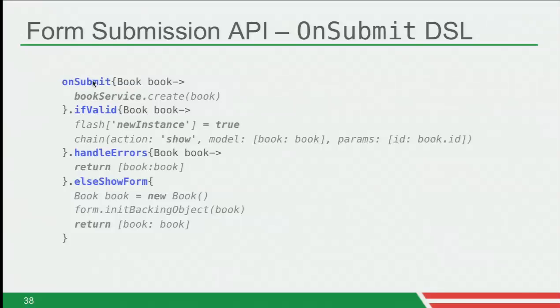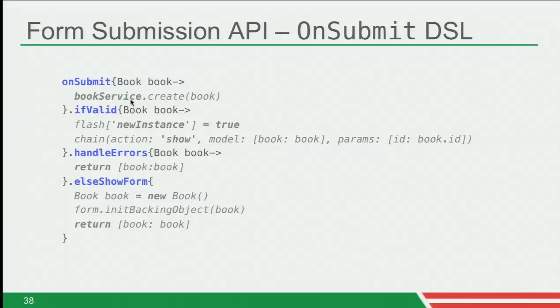It starts with an onSubmit closure, which will get invoked if you have a form submission. It will then take the return value from this closure and check it to see if there were any validation or binding errors. And if there were, it will go right into the handleErrors closure. Otherwise, it will call the ifValid closure, which means you've had a successful form submission and can do whatever redirection or additional processing is necessary.